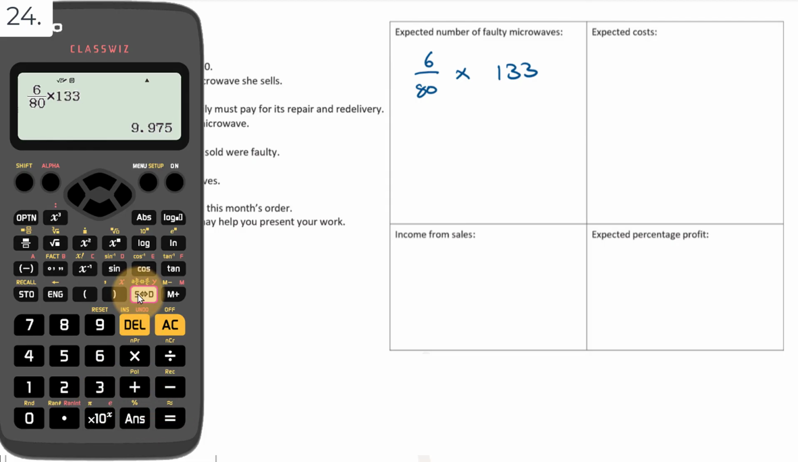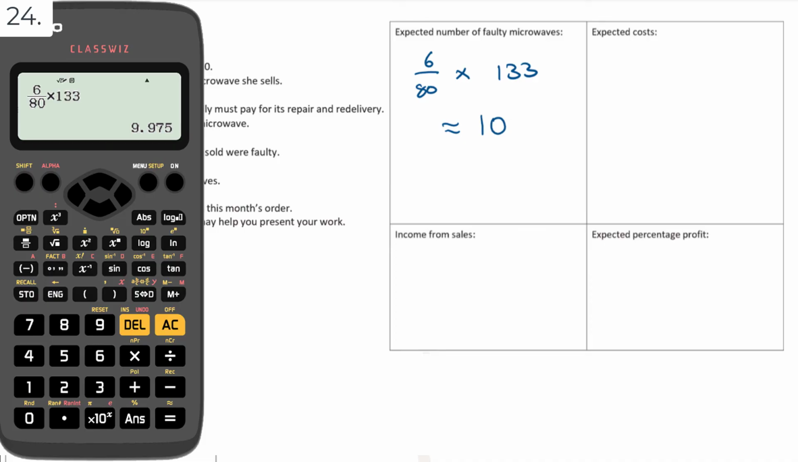Now that comes out to be 9.975. I'm going to round that up to 10, because I can't have 9.9 microwaves. They're either faulty or they're not, and 9.9 is spookily close to 10. So I'm just going to keep it to 10. So I'm expecting there to be roughly 10 microwaves that are faulty.